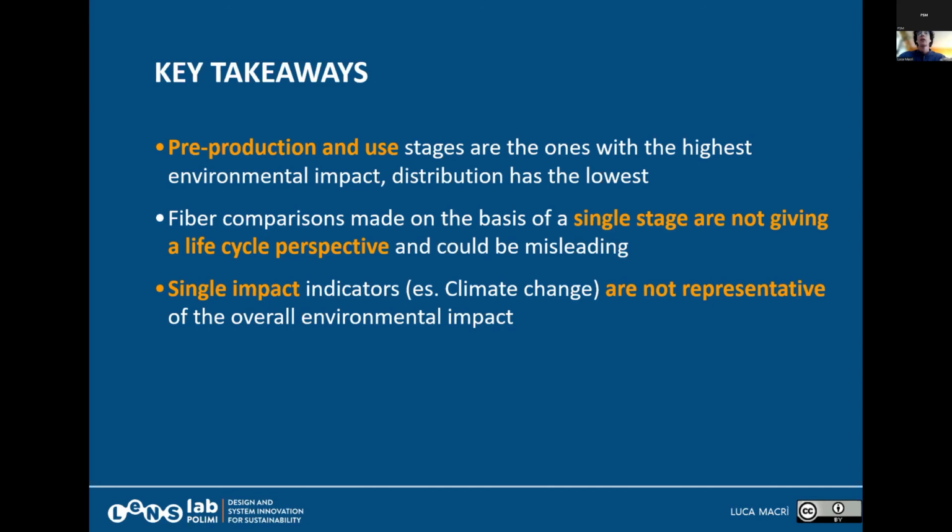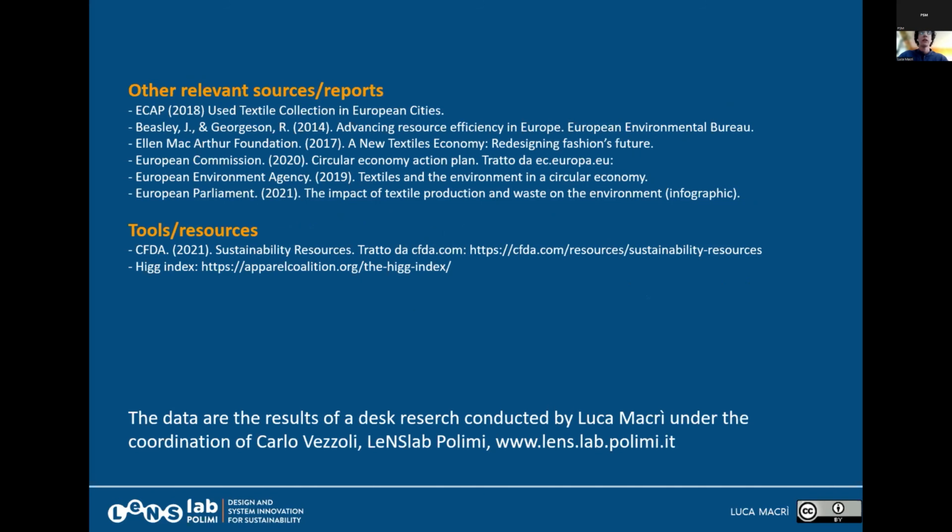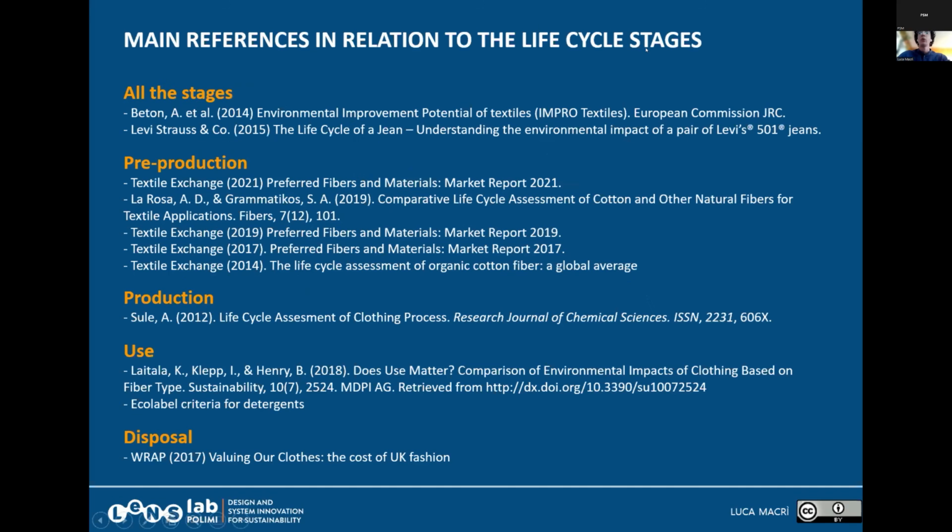Finally, single impact indicators like climate change are not representative of the overall environmental impact. They give us information. If they are all coherent, so maybe for all the indicators a material is better than the other, great, that could be a very relevant indication about the environmental impact, but it's not representative of the overall. Just a couple of slides of references for you that will be sent afterwards, so you will be able to check all the sources.